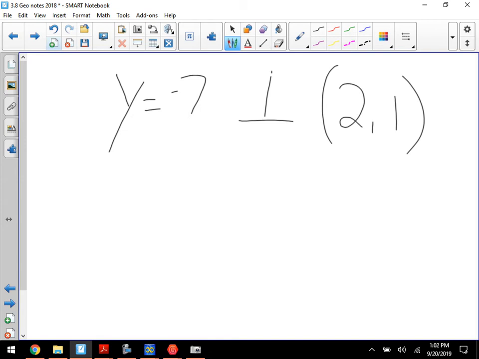Vertical lines. What's the equation of every vertical line? It's not 1. X equals a number. What is x equal in this case? 2. Yes, you said 2, but you didn't say what was 2.